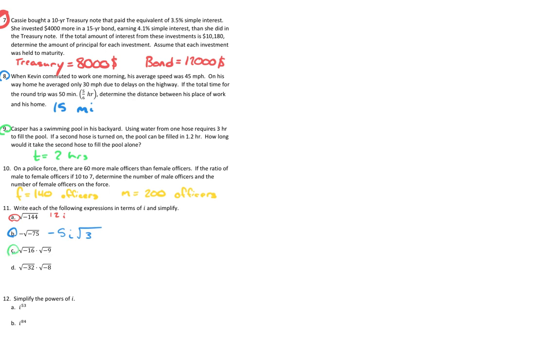Okay, looking at c, I can see we have a little bit of a trick here. So you might be tempted to say that the square root of negative 16 times the square root of negative 9 is the same thing as the square root of negative 16 times negative 9. But this isn't the case, because we need to account for the fact that these are negative right here. These are already imaginary. So starting with this one here, the square root of negative 16, we know that that's going to be the square root of negative 1 times 16, or just 4i.